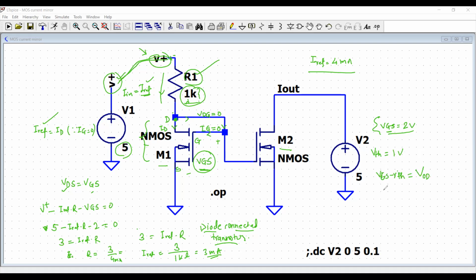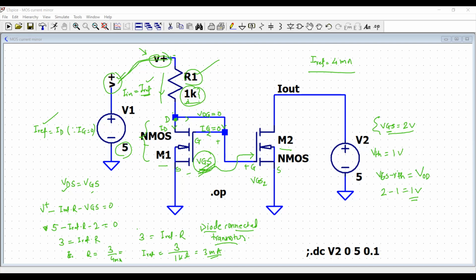So the overdrive voltage is 2 minus 1, equal to 1 volt. So that's the overdrive voltage. Now this VGS voltage, which is already here, becomes an input voltage for the MOSFET number 2, that is M2. So here is your gate terminal, here is your source terminal, and that's the VGS2 of this MOSFET.